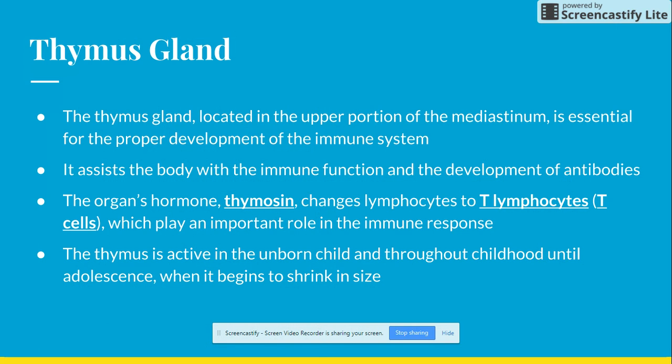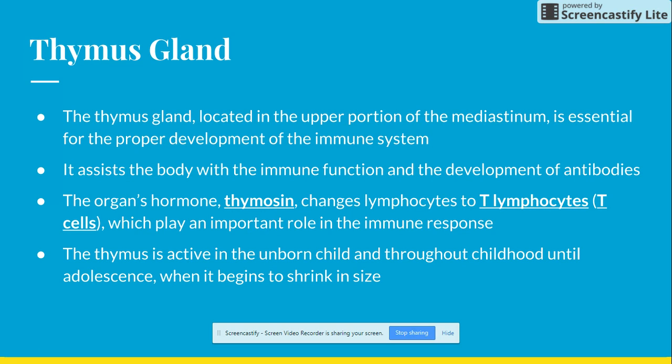Then we have the thymus gland. So this is upper portion of the mediastinum, which mediastinum is just your chest area. So looking like behind your sternum, the upper portion kind of right underneath where your neck is. So it is essential for developing of your immune system. It's going to develop different antibodies, and we'll talk more about that.